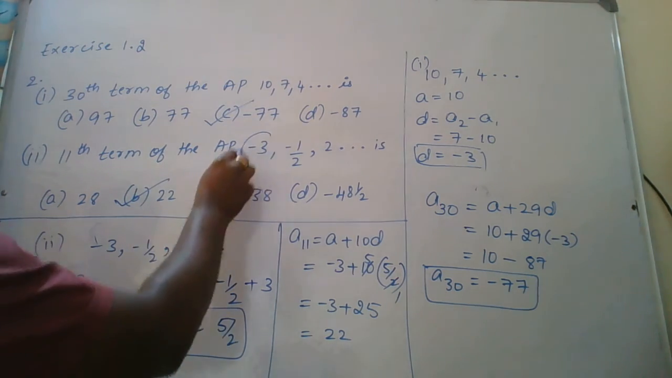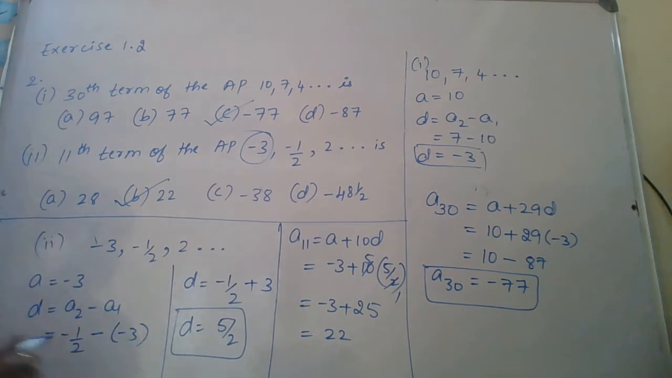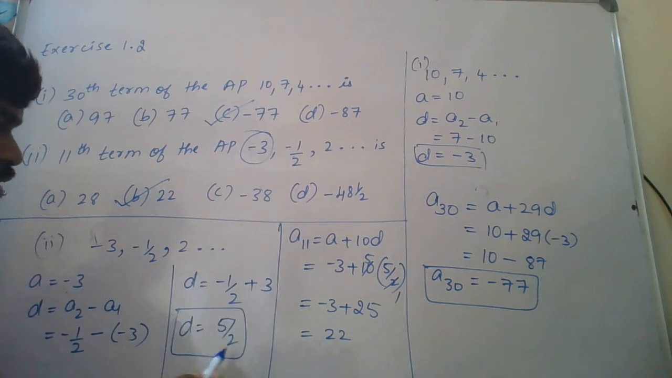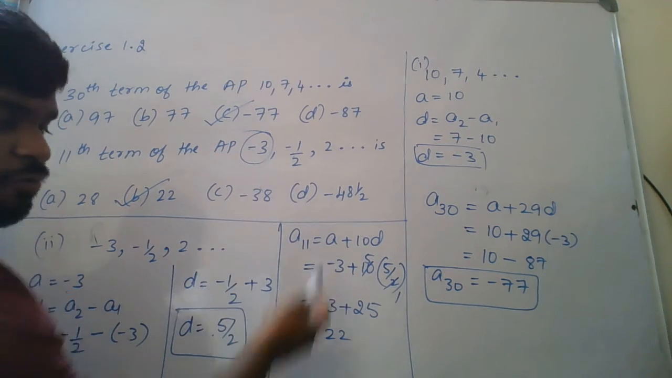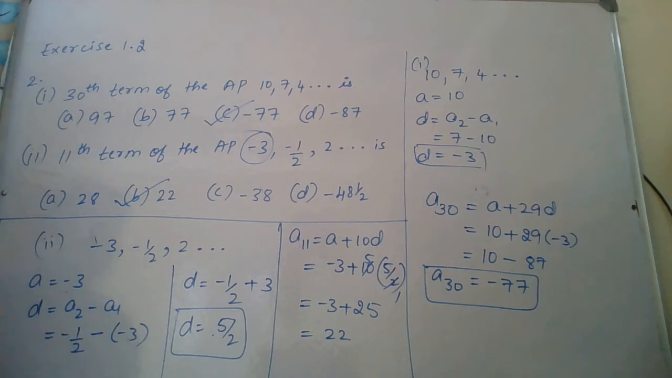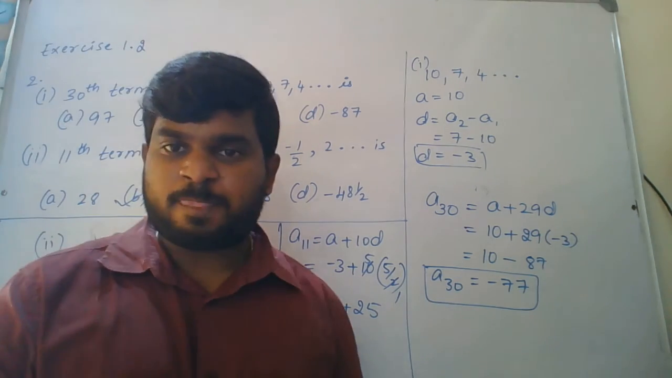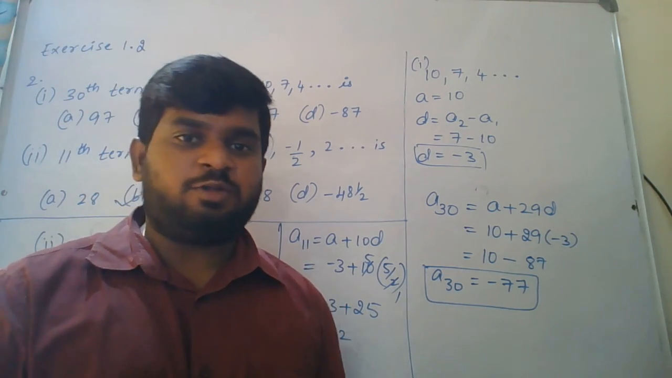Very simple. We found the value of A, that is -3. Then we subtracted these two terms and got the value of D. Then we substituted in the formula to get the required thing, that is the 11th term. I hope this is understood. So let's get into the next main.